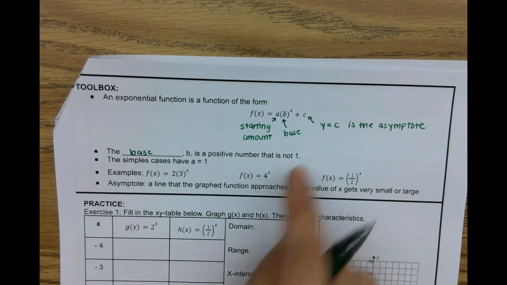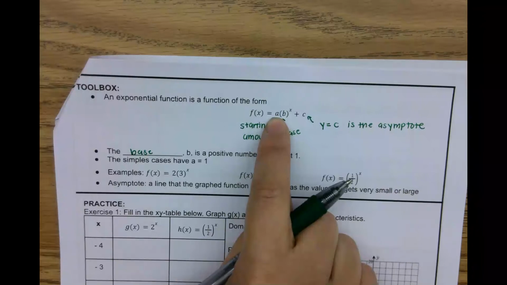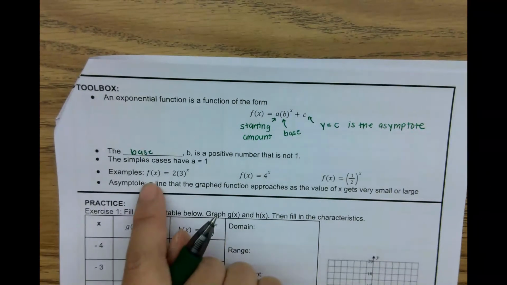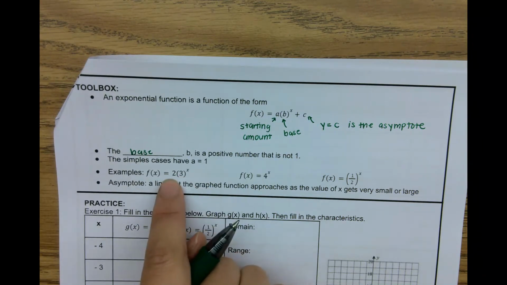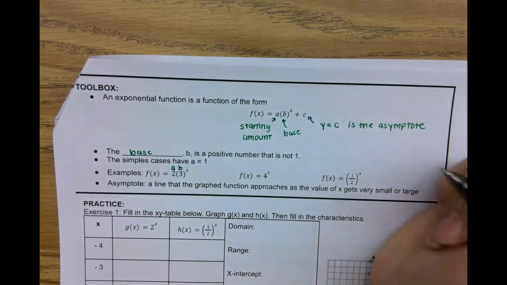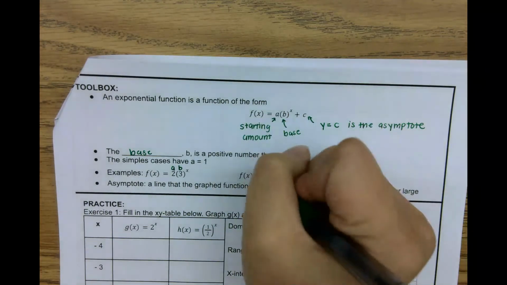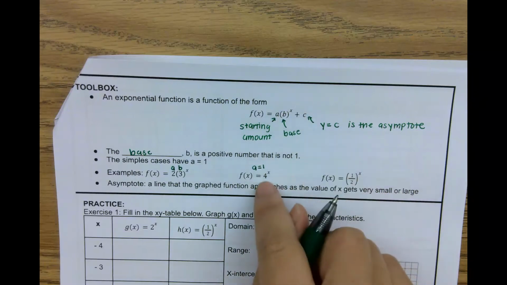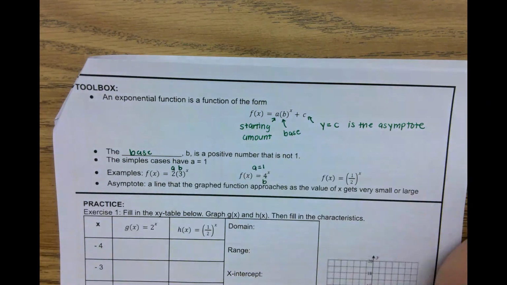The simplest cases have an a value, a starting amount, of 1. So here we look at some examples. f of x equals 2 times 3 to the x. 2 here is our a, 3 here is our b. We don't have any c. f of x equals 4 to the x. Here our a is 1, and there's no use in saying 1 times anything, so that's why it's not there. And 4 is our b.